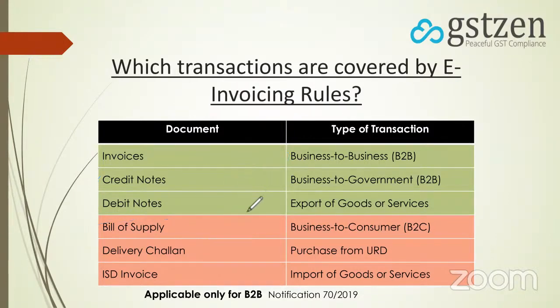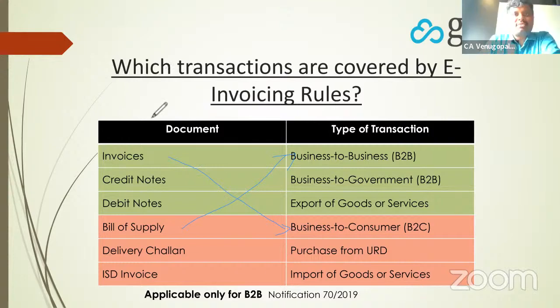Let's look at what that means. I am making an exempt supply to a B2B, or what is equivalent to a taxable supply to B2C. For e-invoice to be applicable, it has to satisfy both. It has to be an invoice. It has to be a B2B.